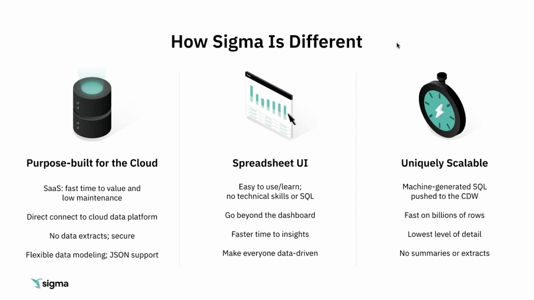And then we're uniquely scalable. With Chartio, you may have run into the row limits, 1 million for the standard chart editor. Sigma is uniquely scalable in the sense that we can work on billions or more rows, and we can work with the lowest level of detail. So you can bring in any amount of data you have from your cloud data warehouse, and we'll be fast and performant on it. You'll see through the live demo today that the performance and the speed is unparalleled.